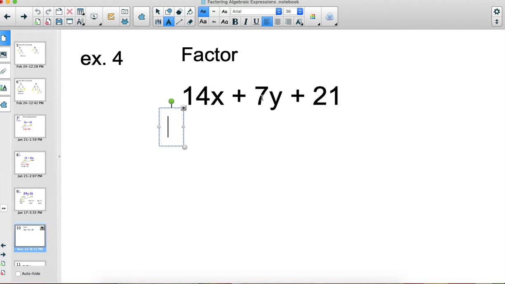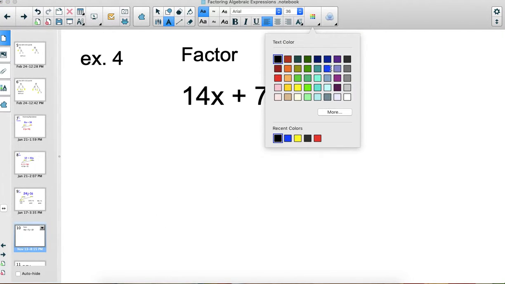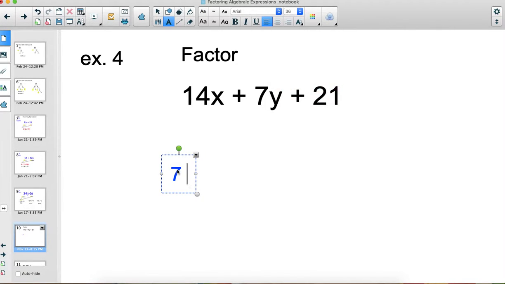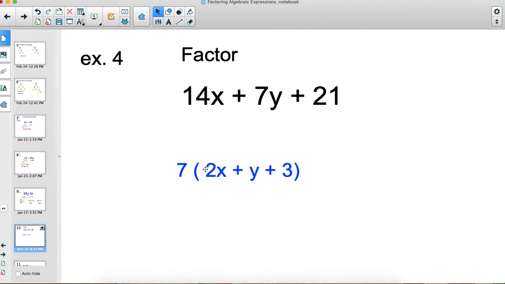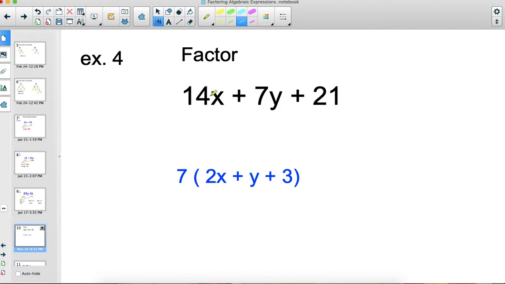So 14x, 7y, and 21. I know 7 goes into all these, so I'm going to pull the 7 out. Then what am I left with? Well, in the first term, I'll be left with 2x, because 7 times 2x is 14x, plus 7 times y would be 7y, and then 7 times 3 would be 21. All right, so we actually have 3 terms here, so you should have 3 terms within your parentheses.